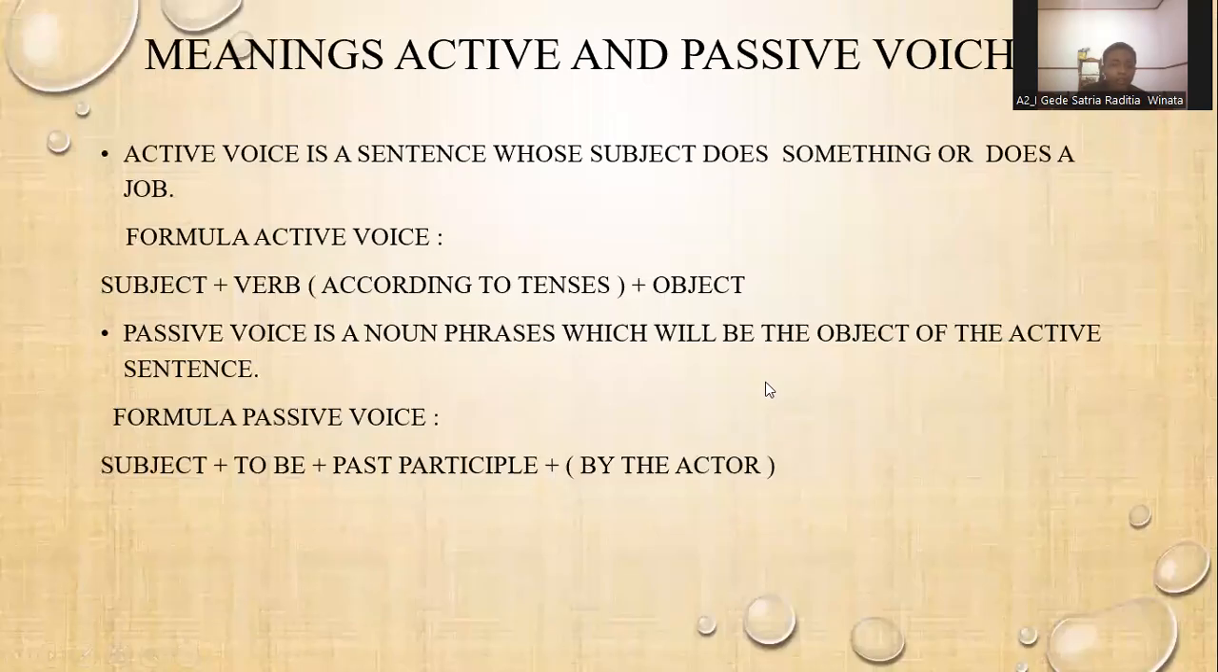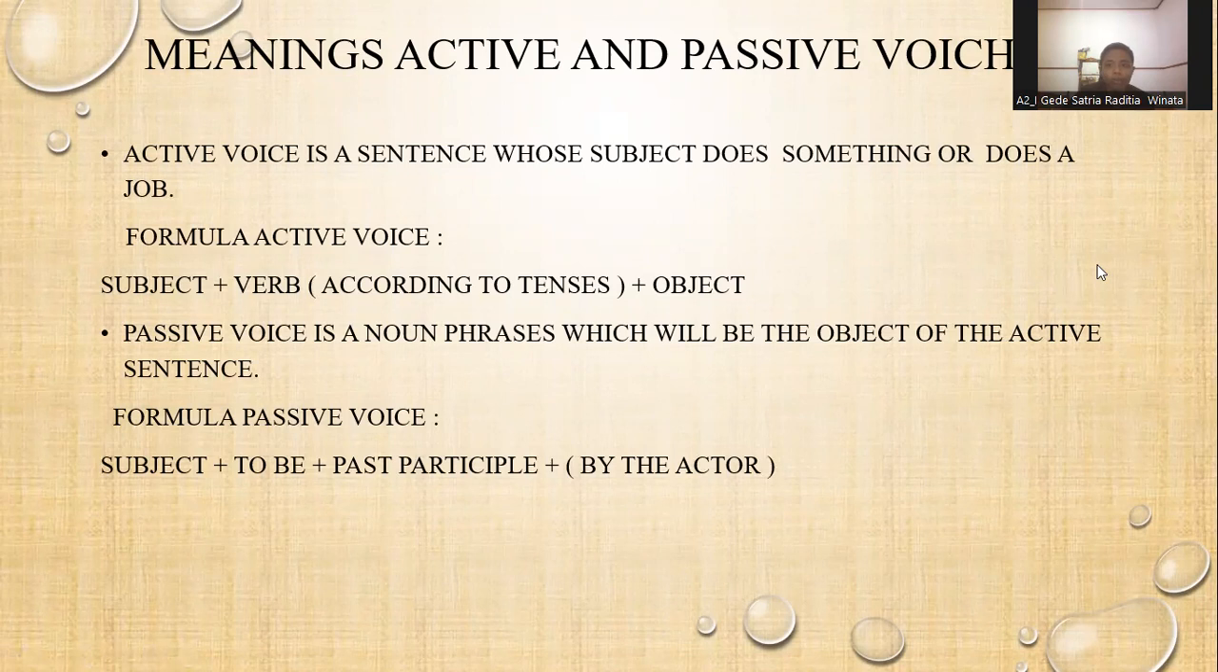I will explain the material: active and passive voice. The next slides show the meaning of active and passive voice. Active voice is a sentence with a subject that does something, followed by a verb. Formula: subject plus verb according to the tense, plus object. Passive voice uses a noun phrase which is the object of the active sentence. Formula: subject plus to be plus past participle plus by the actor.